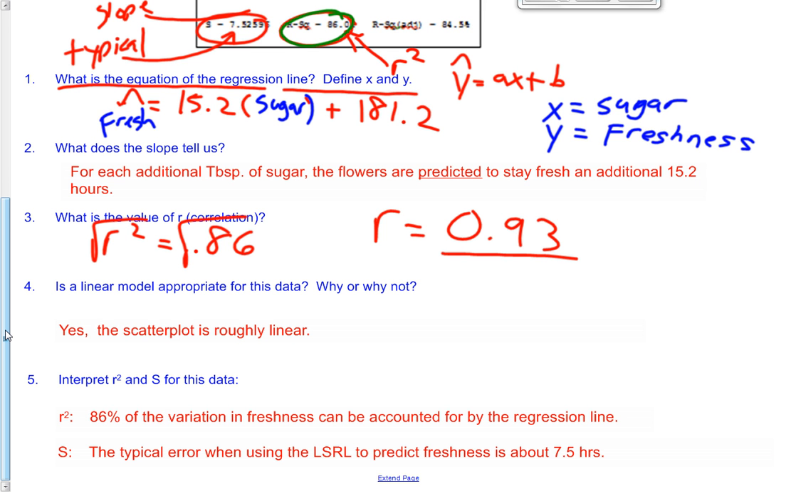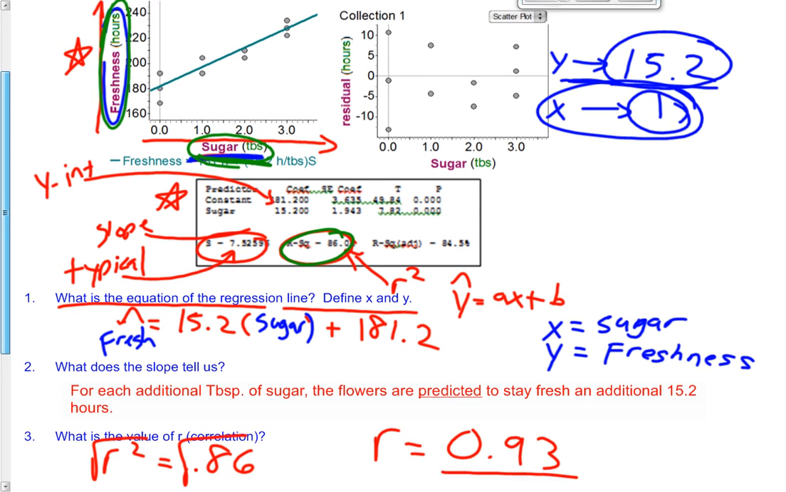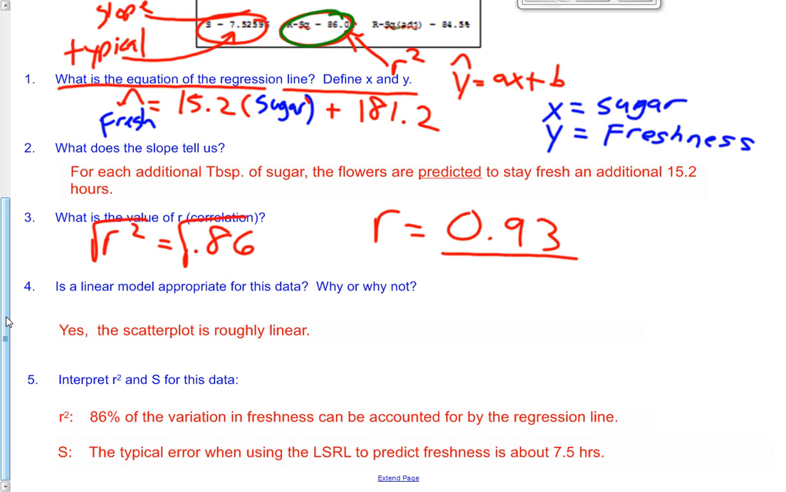So if I make a prediction, maybe I predict that it's going to be fresh for, let's say, 200 hours. Well, I might be off a little bit, but I bet I'm not going to be off by more than 7.5 either way. It might be 195, it might be 205. I'm guessing it's going to be 7.5 hours or less. So that's what r squared and s tell us.